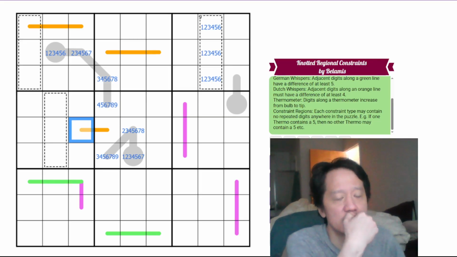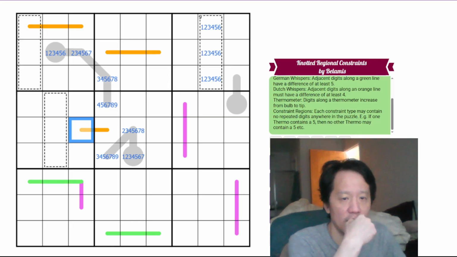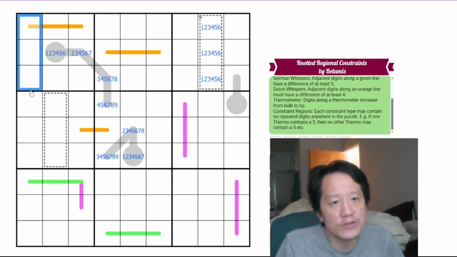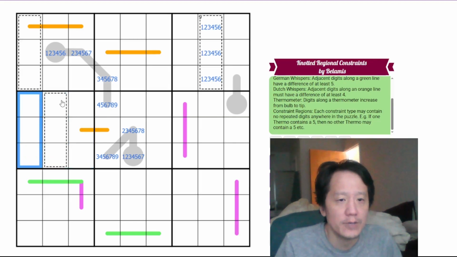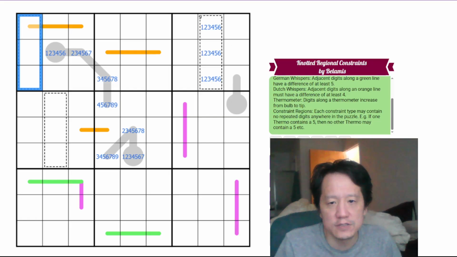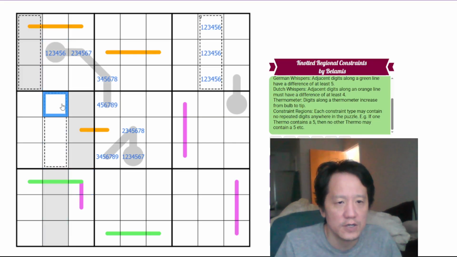Oh, interesting. Where are these three digits in box 4? They can't be here because of the regional constraints, or constraint regions. They cannot be here. So these three digits must be the same as these three digits, which means they are the same as those three digits in column 2. Same with these. These three digits must not be here and cannot be here. So they must be the same as these three digits, which means they're the same as these three digits.